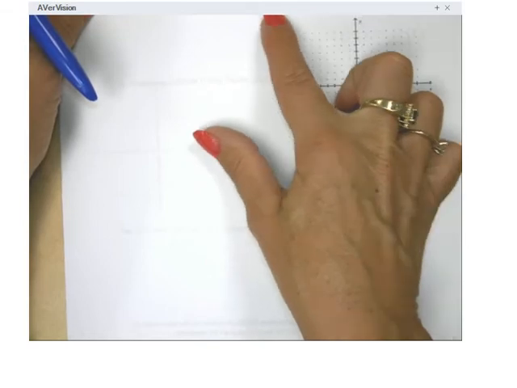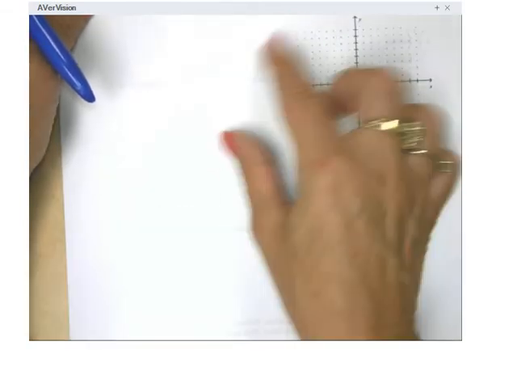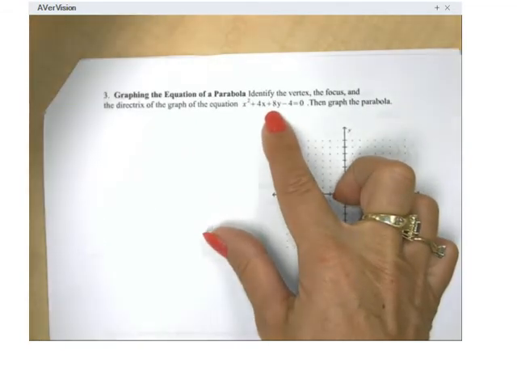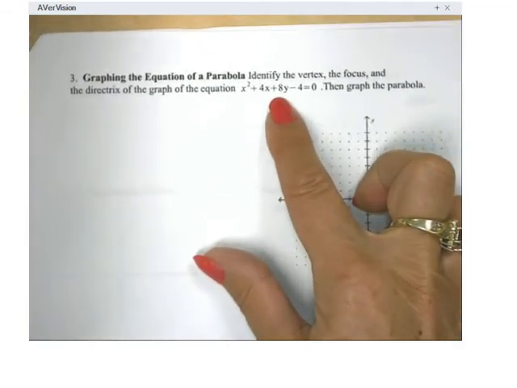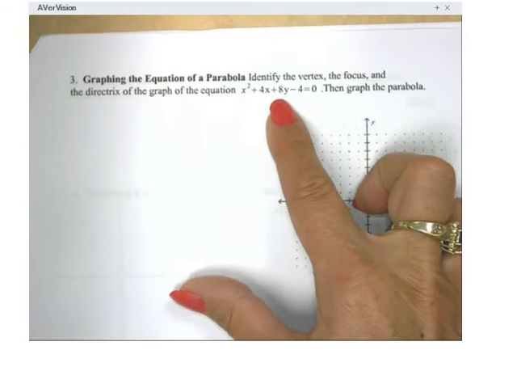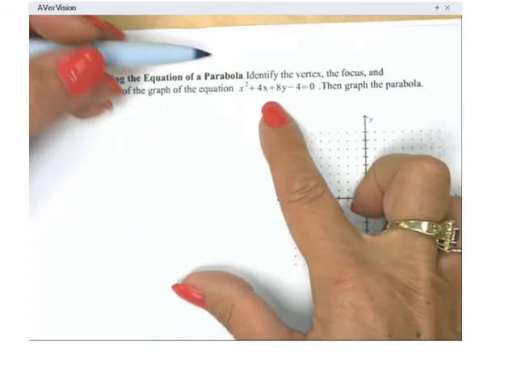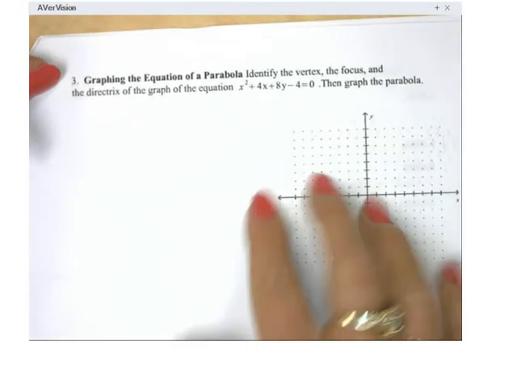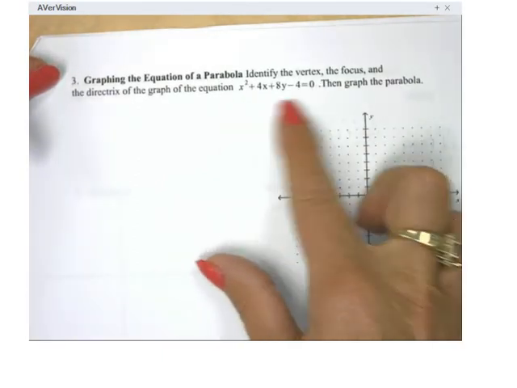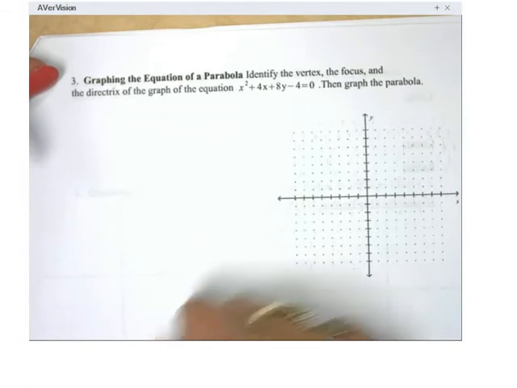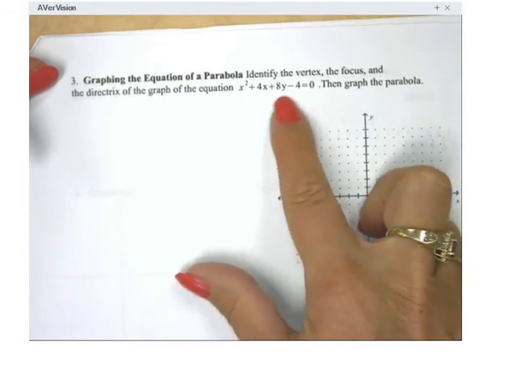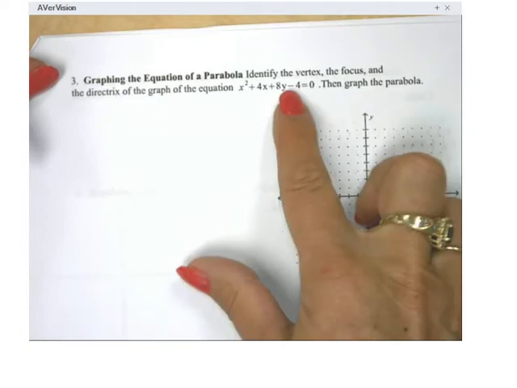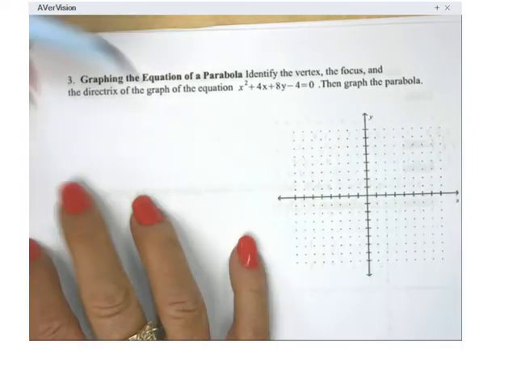So writing the equation, if it's centered at the vertex of 0, 0, is pretty easy to do. We just have to remember that the distance from the vertex to the focus and the vertex to the directrix, that distance, each of these is called c. And remember, the directrix is the equation of a line, and you need to be able to find the equation of a line.